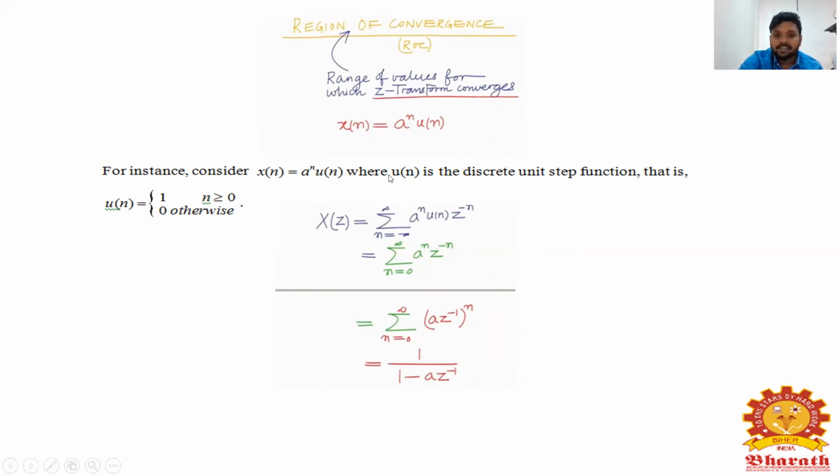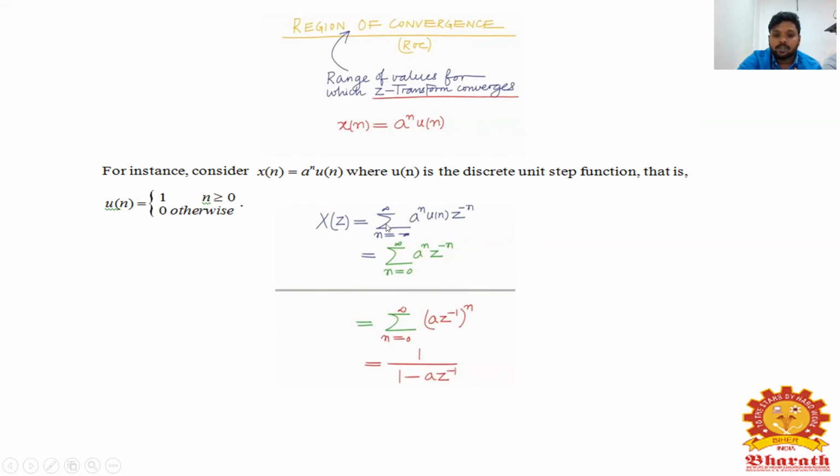This u of n is the discrete unit step function, that is u of n is equal to 1 for n greater than or equal to 0, and 0 otherwise. So you know the formula for the Z transform: x of z is equal to summation n equal to minus infinity to infinity x of n z power minus n. In terms of x of n, I am going to substitute the value a power n u of n.